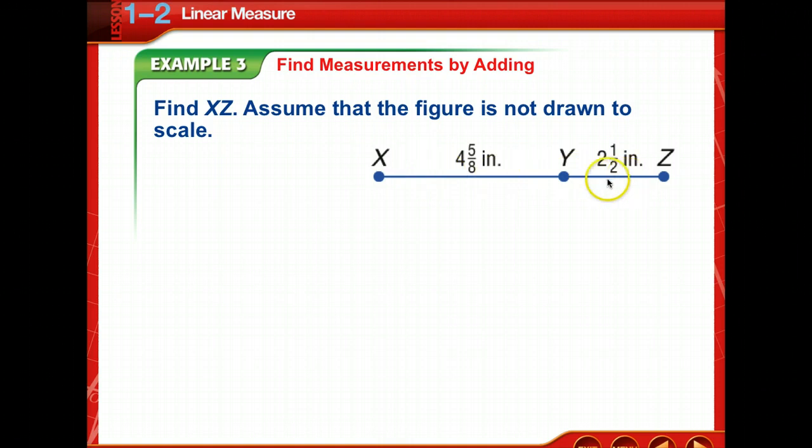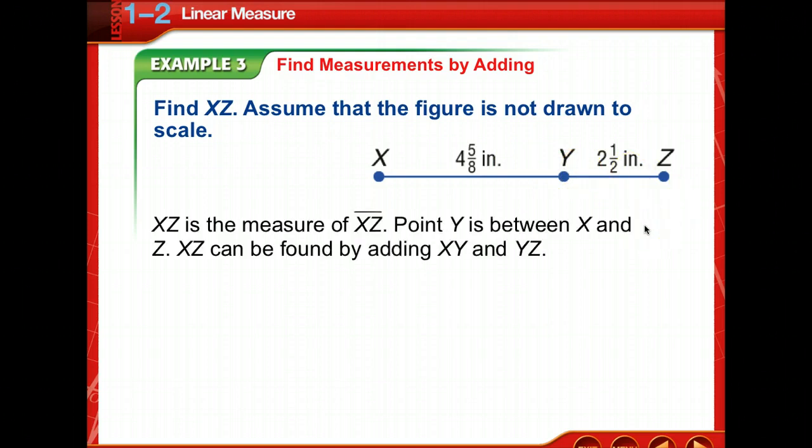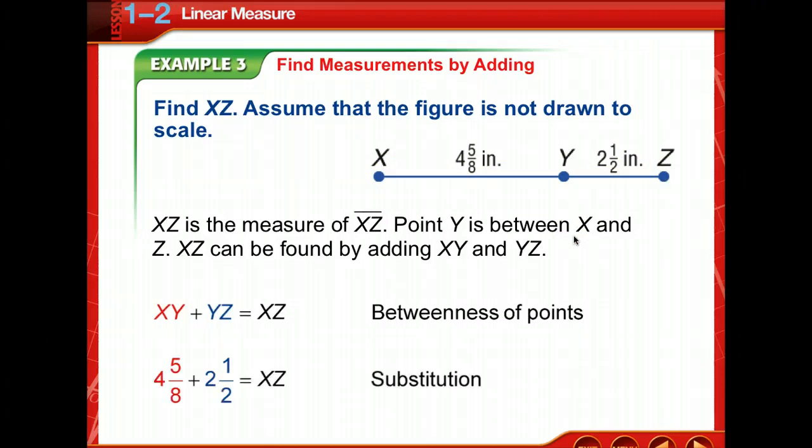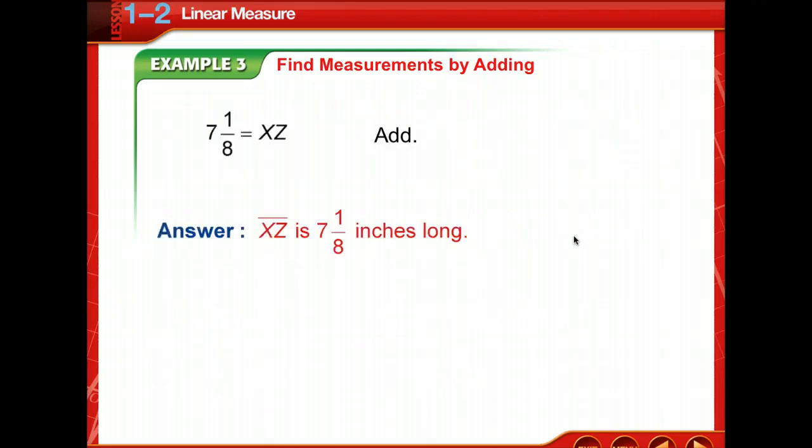Now, and we're also going to assume this figure is not drawn to scale. We're given that XY is 4 5/8 inches long, and segment YZ is 2.5 inches long, and we're to find XZ. So we simply say XY plus YZ is equal to XZ. So our answer is segment XZ is 7 1/8 inches long.